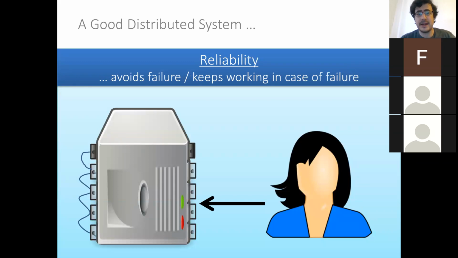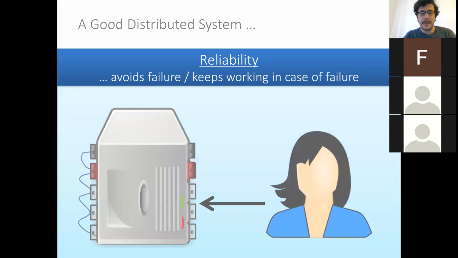Third element is reliability. So we want to avoid failures. We want to keep working in case an individual machine fails. So if one of these machines here fails, what we want to do essentially is keep working, right? We want to keep going. So every time a hard drive dies in Google, for example, it's not like the entire Google search engine falls down, right? It keeps going. It'll just ask another machine with the same data, for example, to serve the results.